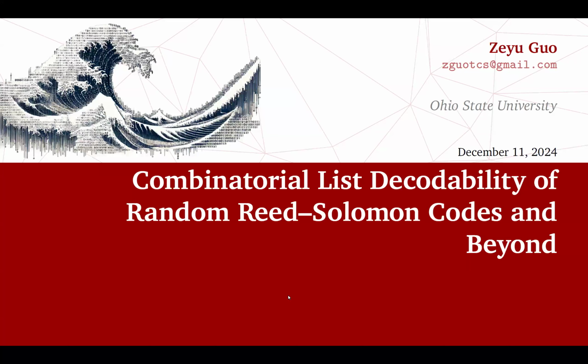Ohio State. Zeyu has done a lot of really exciting work in pseudo-randomness, coding theory, and algebraic complexity. And today he's going to tell us about some recent work on combinatorial list decoding of Reed-Solomon codes. So Zeyu, go ahead. Okay, thanks for the introduction.